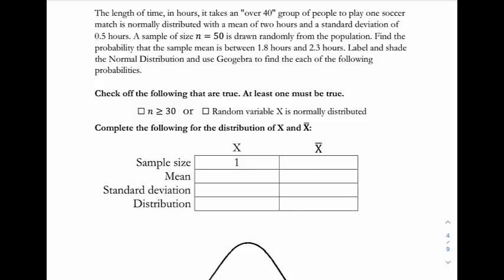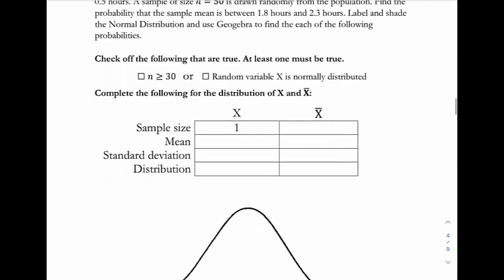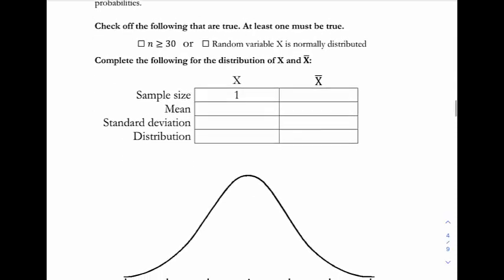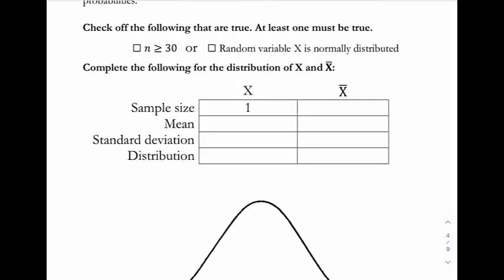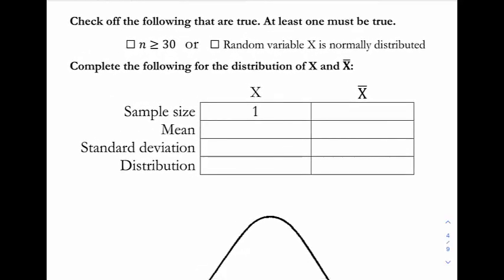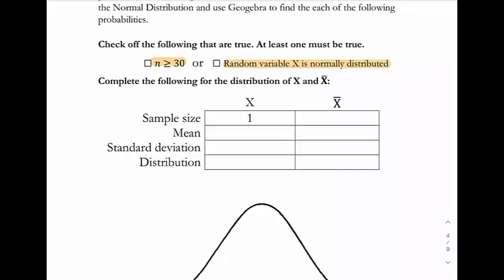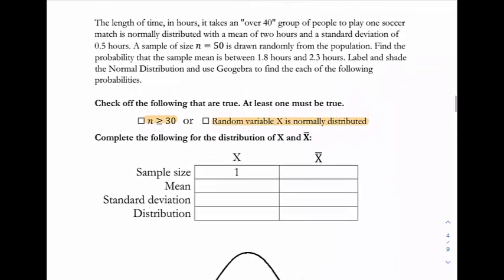Label and shade the normal distribution and use GeoGebra to find each of the following probabilities. So we begin in this example and we'll complete all of that. Let's go first here to the checkoff list. It's to show the following must be true before you can move forward. The first case here is, do we have a sample size greater than or equal to 30? And to verify, actually both of these may be true, we just need to check off one box.